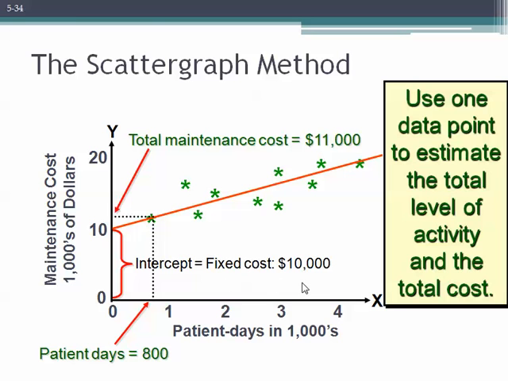Our next step is to pick one of the data points that happens to be on our line. We'll pick the one right here that looks like it's about 800 patient days, and at 800 patient days it looks like our total maintenance cost is around $11,000. So now we can use that data point, 800 patient days and $11,000 total cost, to estimate the variable portion of our maintenance cost.